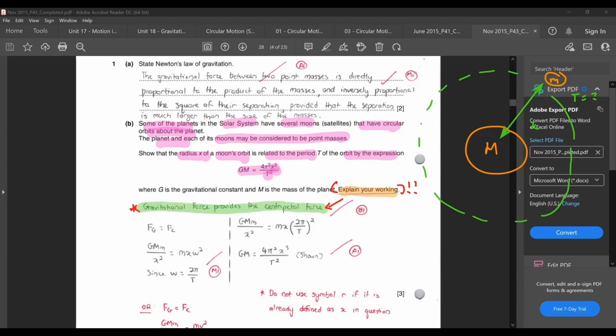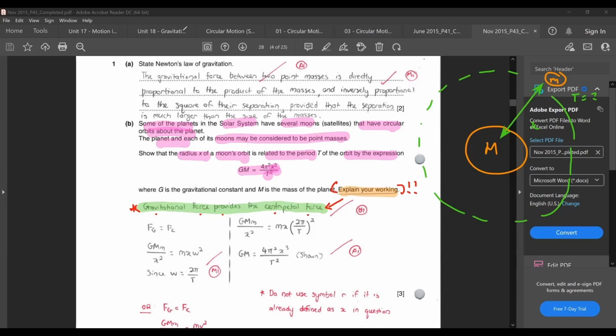That's what explain your working here means. Okay, the moment you see the term explain your working, it's actually asking you to write this statement. Gravitational force provides your centripetal force. This is where 1 mark comes from.